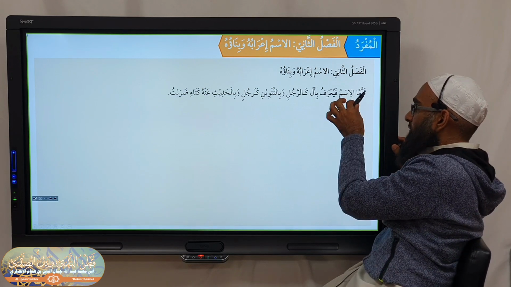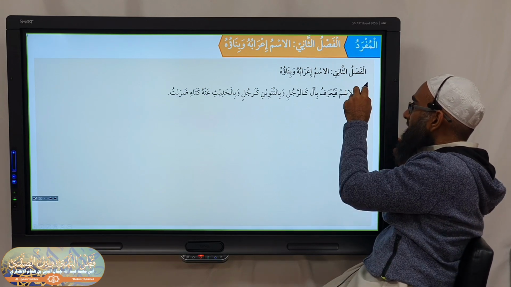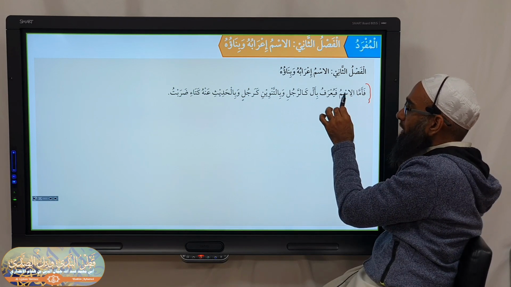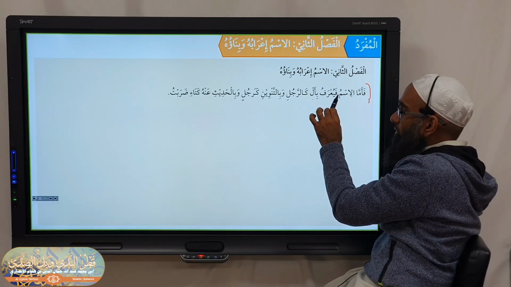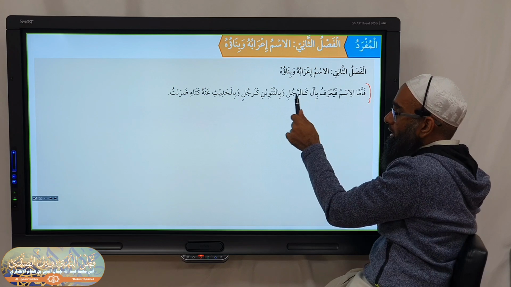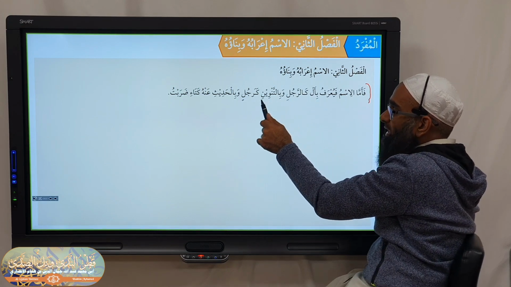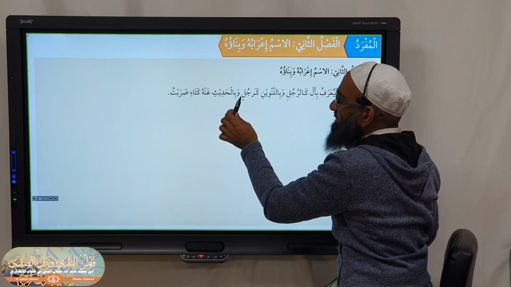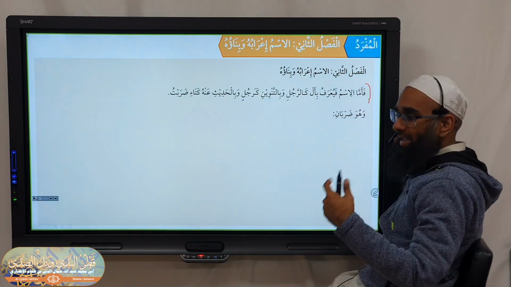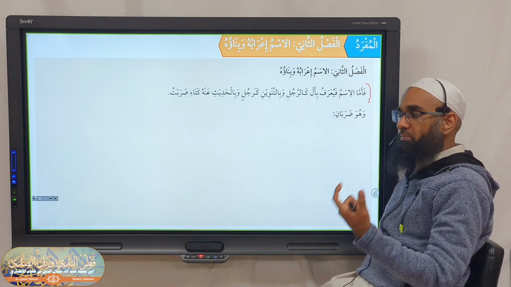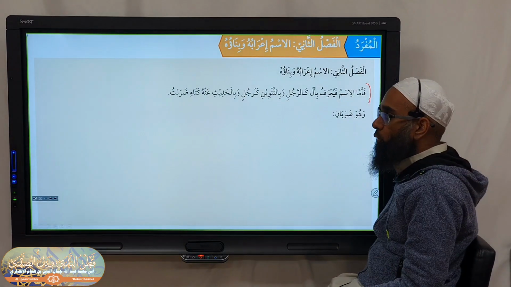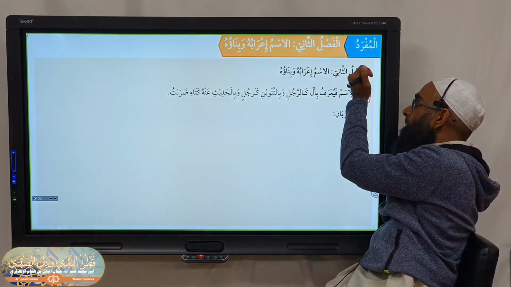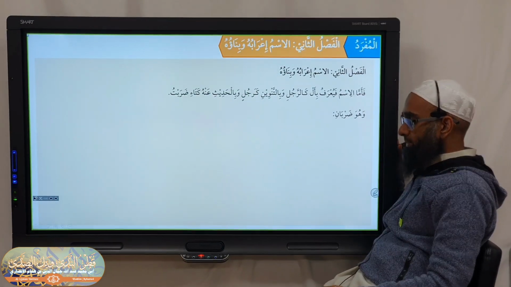فَأَمَّا الْإِسْمُ, as far as nouns are concerned, so first he's discussing alamatul ism. As far as nouns are concerned, فَيُعْرَفُ بِأَل, it can be recognized by the particle al, كَالرَّجُلِ, like rajul. وَبِالتَّنْوِينِ, and also by tanween, كَالرَّجُلٍ. And it can also be recognized by بِالْحَدِيثِ أَنْهُ, by it having the ability to become the subject, كَتَاءِ ضَرَبْتُ, like the ta of the word ضَرَبْتُ. Everybody understand that? Yes?